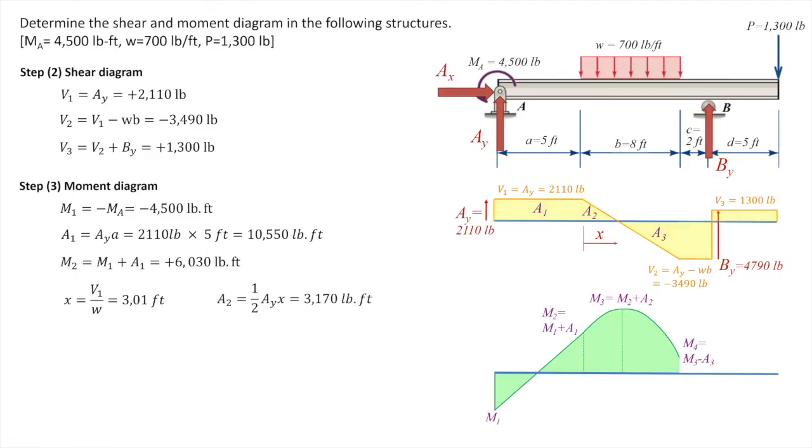And the moment right at the end of the distributed load is equal to the initial moment plus area 2 plus area 3. Note that area 3 is negative, so it's going to be subtracted from the previous two values. Moving further to the right side, area 4 is also negative, so we calculate the area of this rectangle and subtract it from the initial moment right after the distributed load.